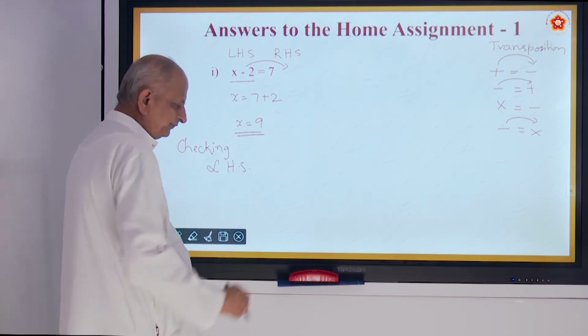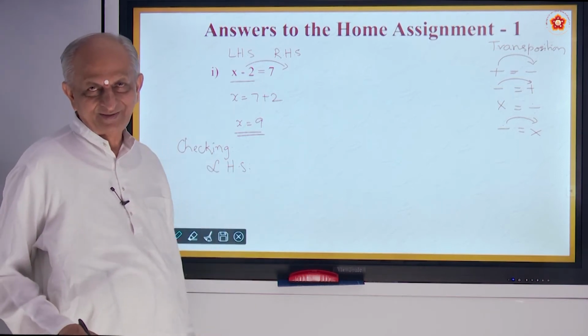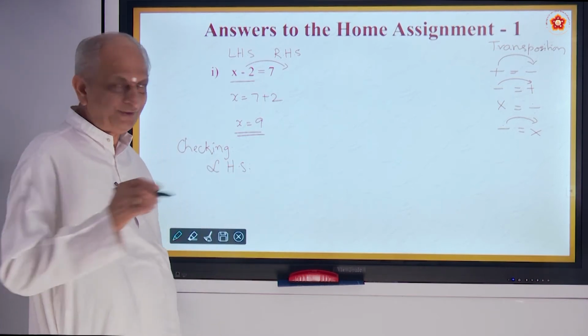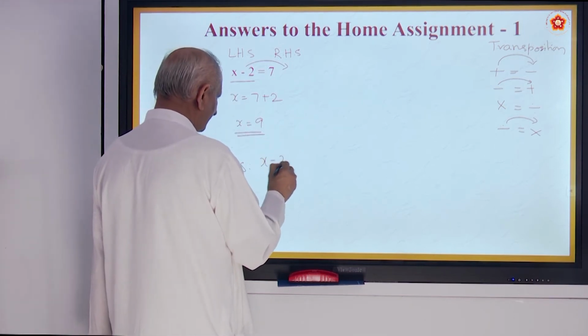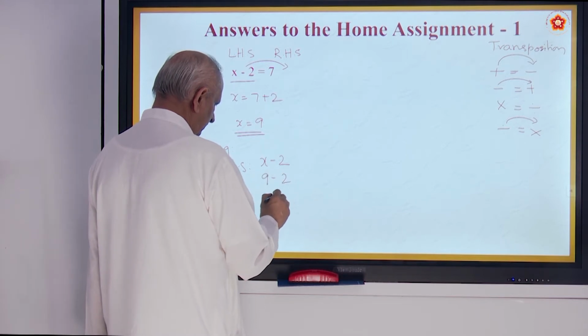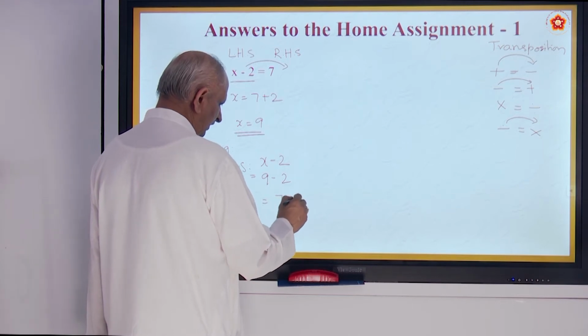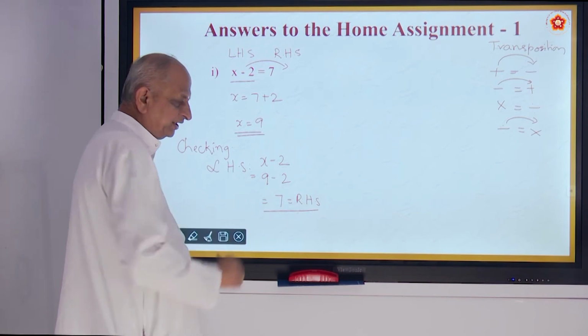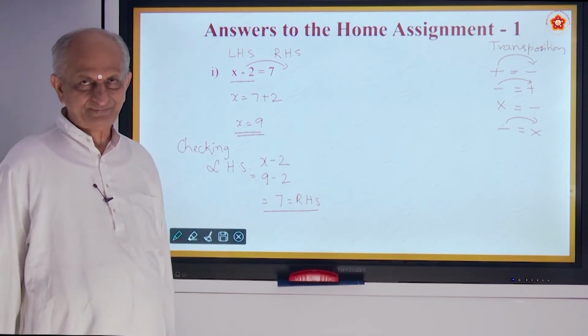LHS means what? Left hand side of what? Of the equal sign. So, what is left hand side here? X minus 2, right? So, put 9 for this value of x, that is equal to 7. So, it is equal to right hand side. So, do not forget to do this checking, then you will know that I have done correctly.